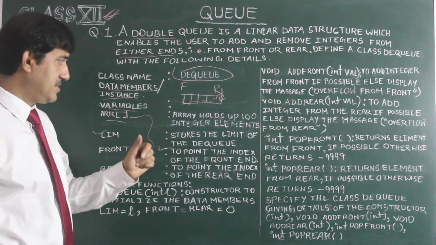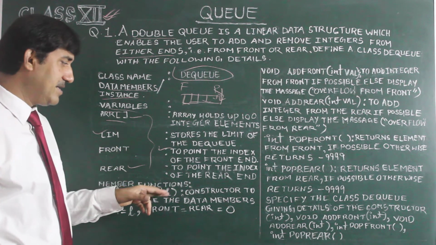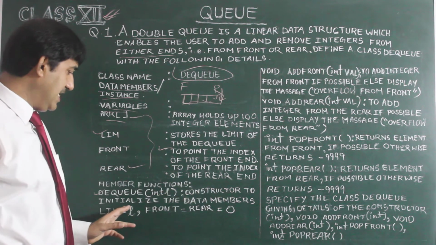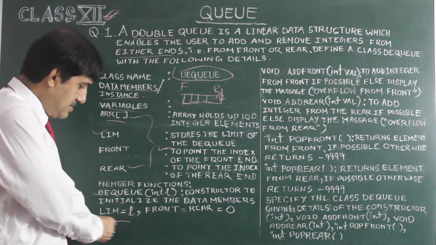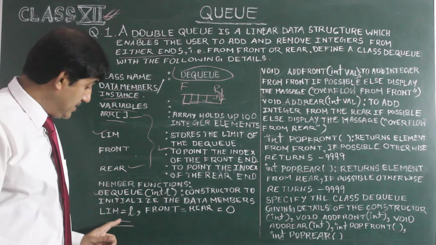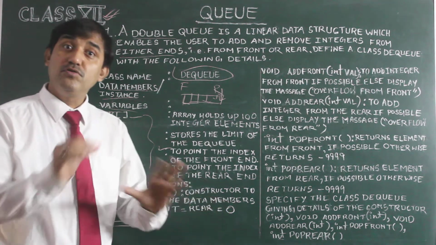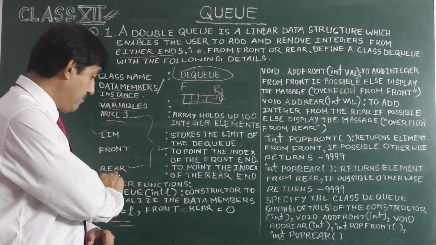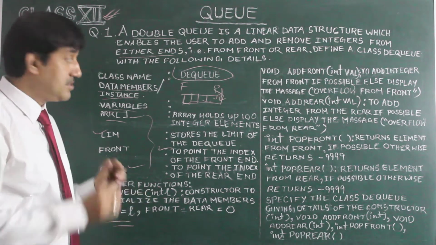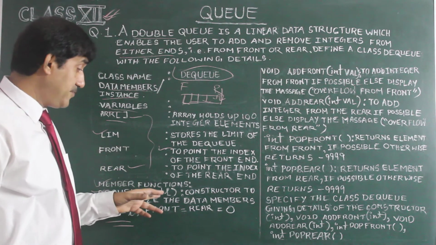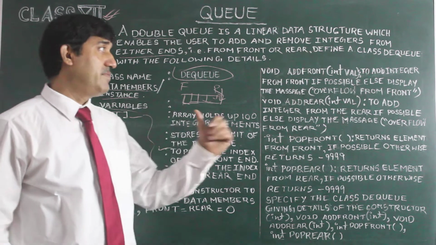So what happens? From the limit, lim, you are accepting a constructor to initialize the data members: limit is L. That means you are using L as the limit. Front is going to be equal to 0, you are assigning 0. Where? In the member functions. What is the name of the member function? The constructor, the same name as that of the class. It is parameterized with int L.